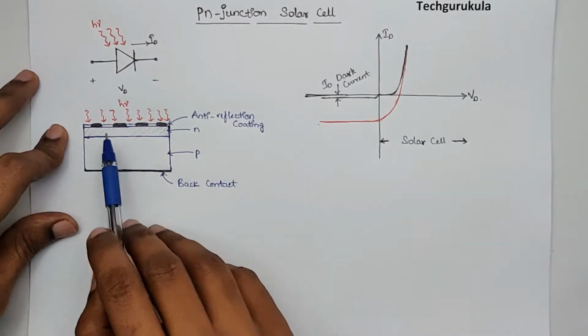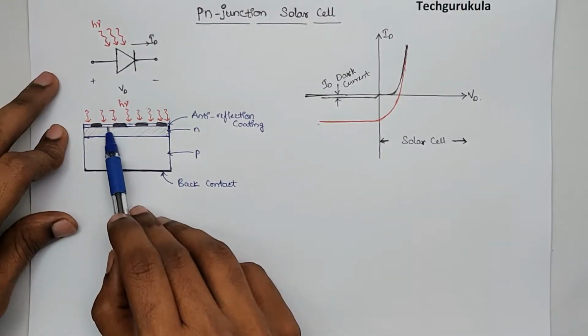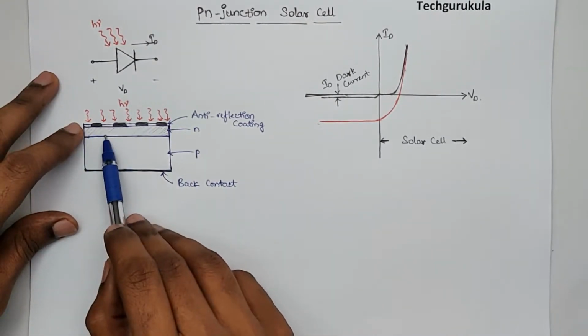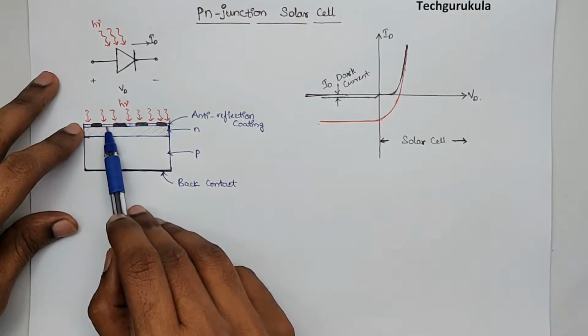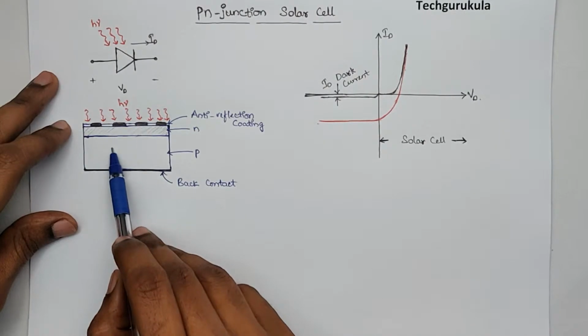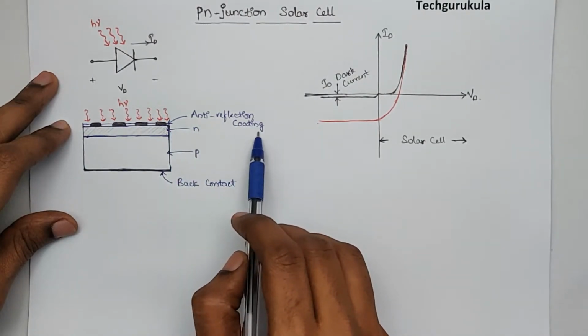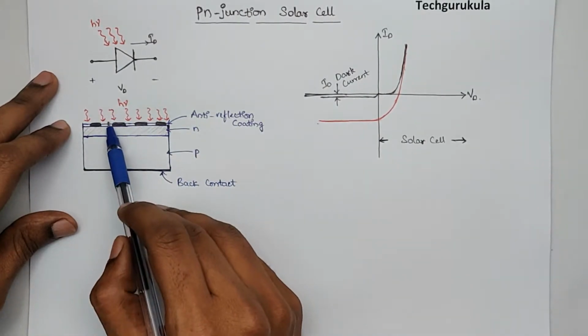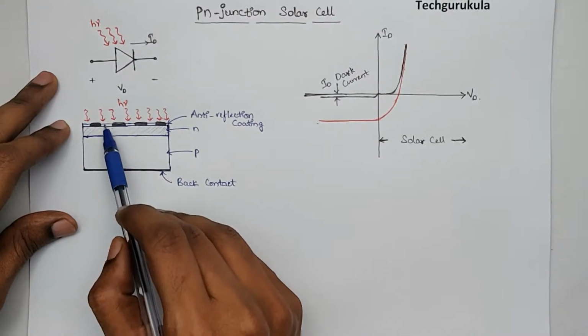We'll see it later. Now, when the light comes in, it can actually get reflected back. Hence, in order to let the light go in, we have an anti-reflection coating so that whatever is incident, the majority of it actually goes into the PN junction.